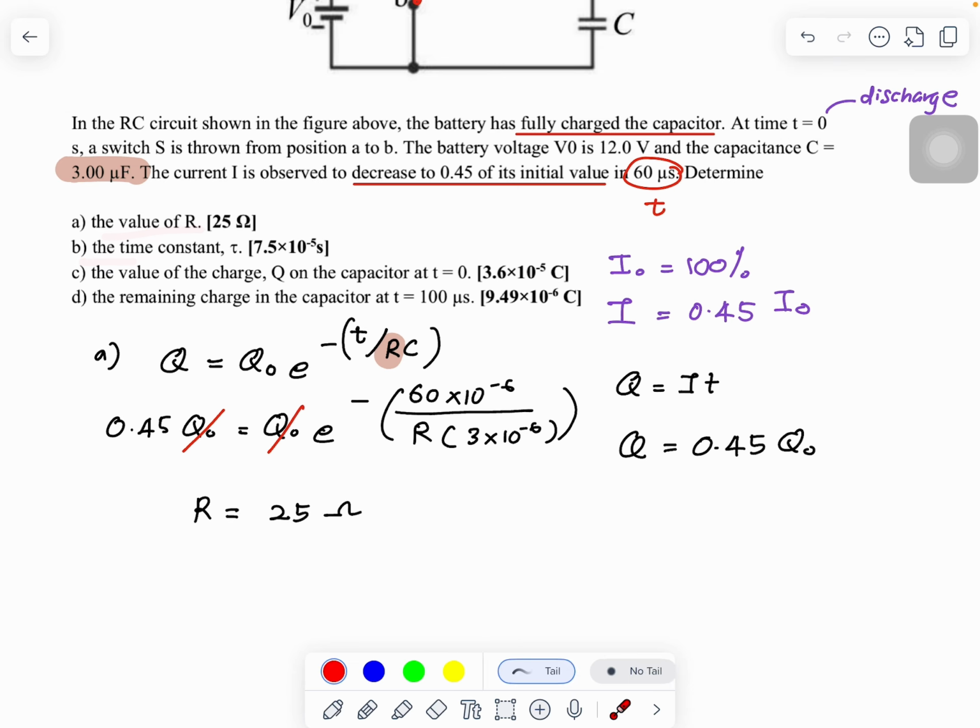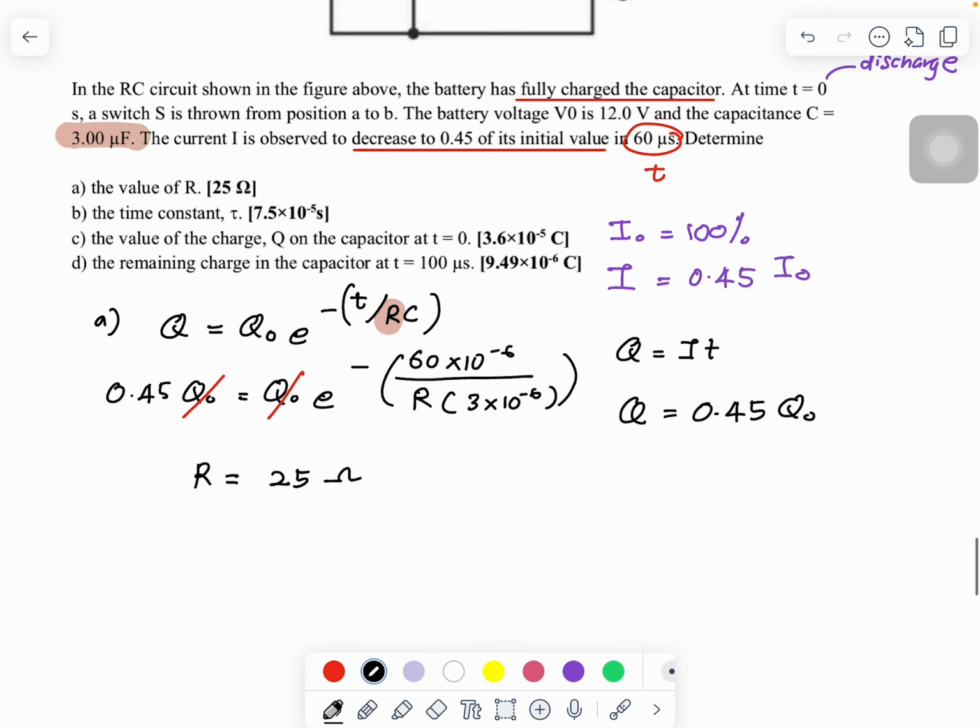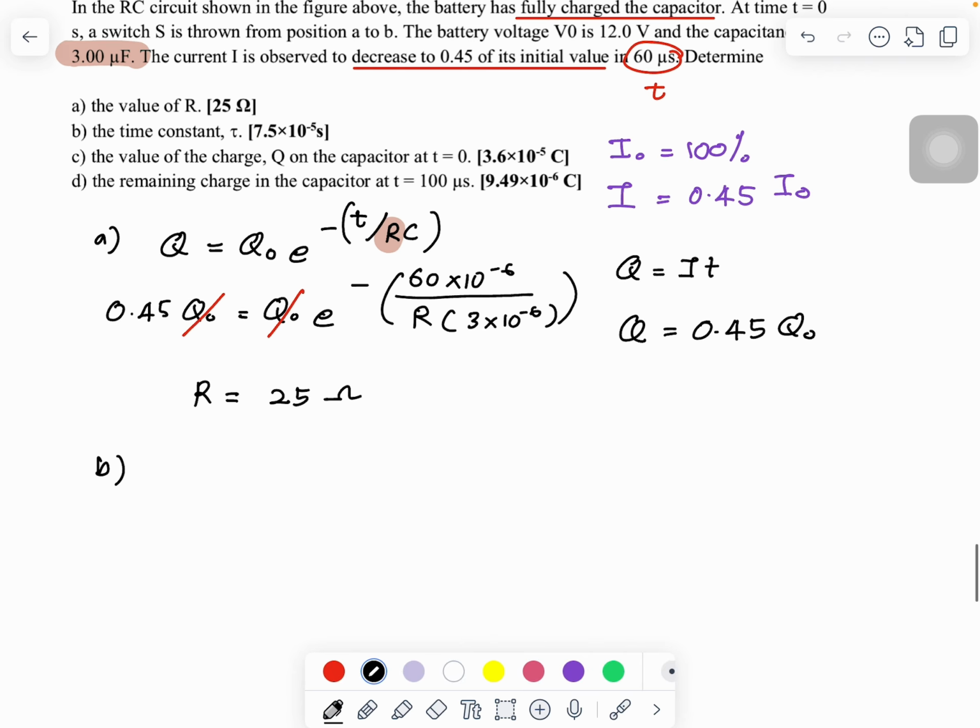Second one, we want to find time constant tau. Time constant and time is not the same. Time constant dan value T yang ini dia bukan benda yang sama, because time constant is equivalent to RC. So we already have the value for resistance just now. Just masukkan capacitance 3 micro. So you will get time constant equal to 7.5 exponent -5 second.